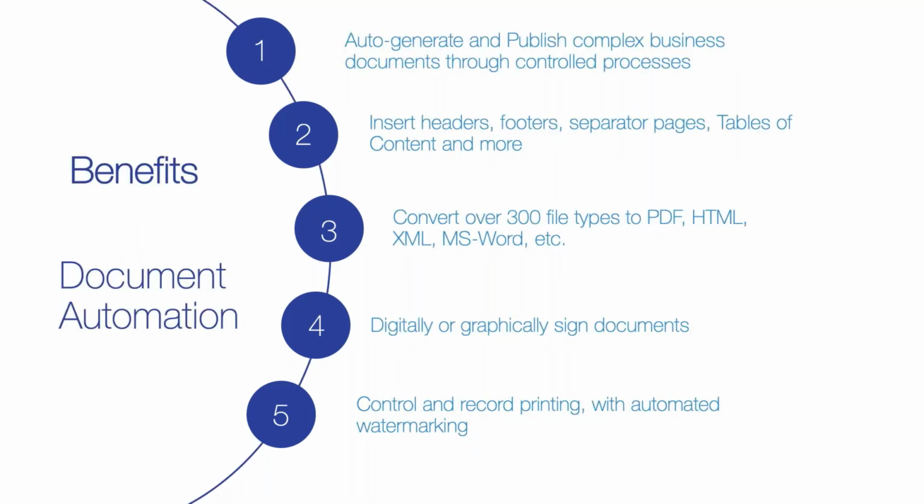Thanks, Tom. This is a summary of the benefits of using document automation. You can auto-generate and publish complex business documents through controlled processes, inserting headers, footers, etc., converting over 300 file types, signing of documents, and controlling and recording printing.